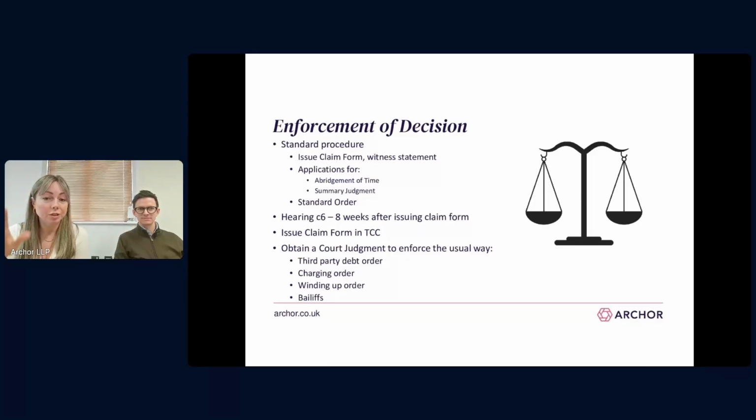And then assuming that the court does enforce the decision, which Liam will quickly come on to, there's very few reasons why they won't. You've then got a court judgment to enforce in the usual way against the party that lost the adjudication. So you can put a charging order on property, you can issue a winding up petition, you can send the bailiffs round, you can get a third party debt order to freeze any money in an account. So it is really important that adjudication decisions are adhered to, because if not, the winning party can go to court and get a court judgment off the back of it.